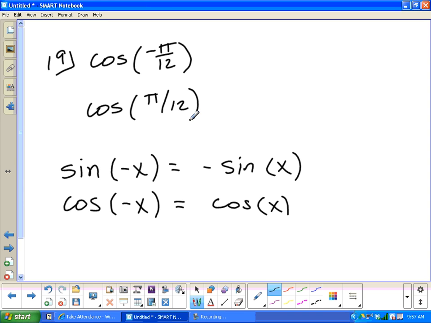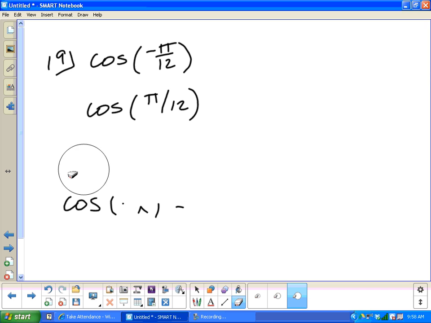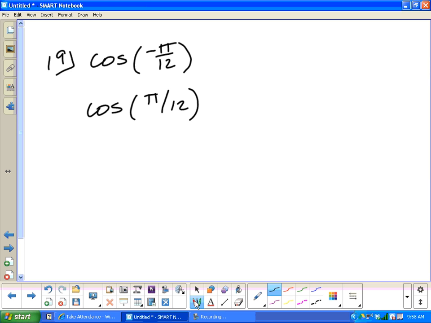Cosine and secant are even, and then the other 4 are odd. Now, I know my pens aren't responding. I got to do all this. I got to get a bigger eraser than that. Oh, that's a big one. Covers a lot. So I can just do away with the negative sign, because cosine is even.